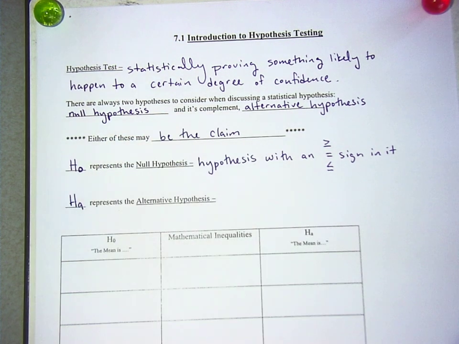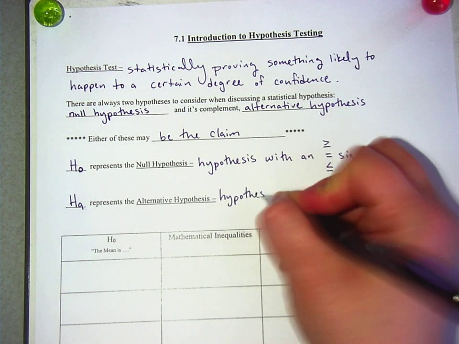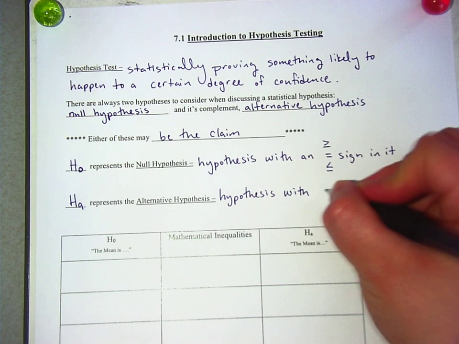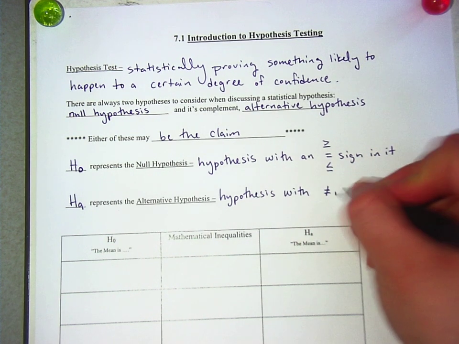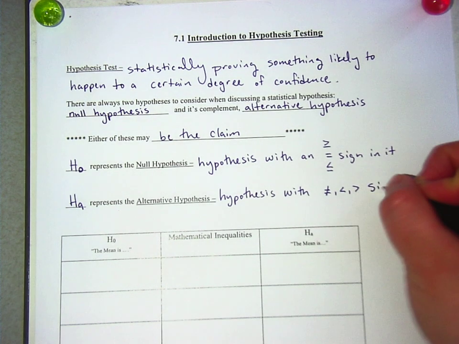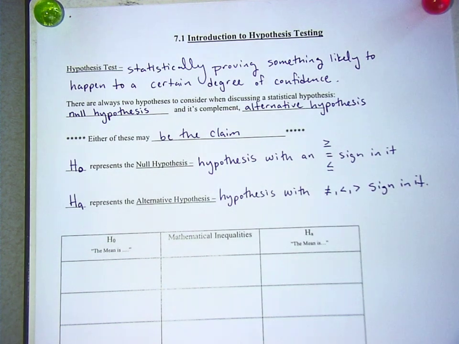H sub A is the alternative hypothesis. And this is the hypothesis with, it could be not equals to, or less than, or greater than, but notice there are no equals in there. And that is literally the rule. It's just no equals or no equals.